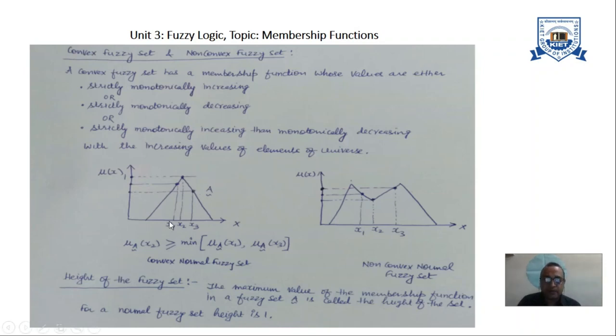Or what may happen is that their values strictly increase and then decrease. If any of these three conditions holds, then we can say that the membership function is a convex fuzzy set. It's the membership function of a convex fuzzy set. So these three conditions are either increasing continuously, or decreasing continuously, or increasing then decreasing. It should not be like first decreasing and then increasing. It should not be like that, right?